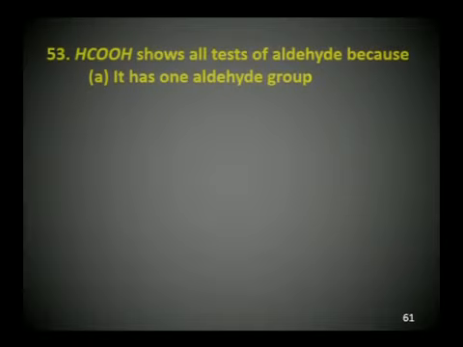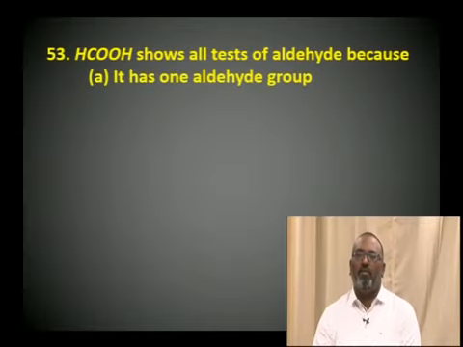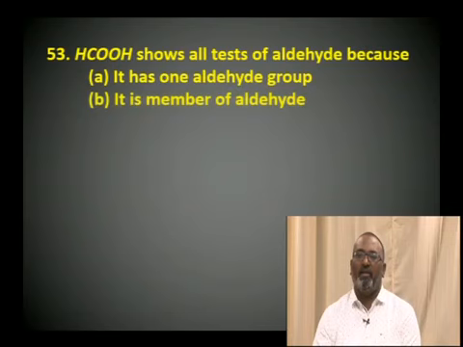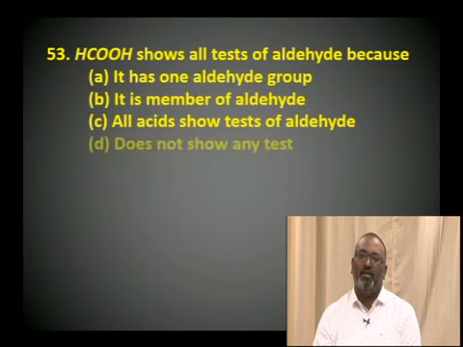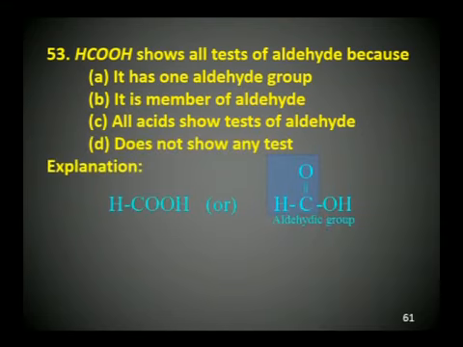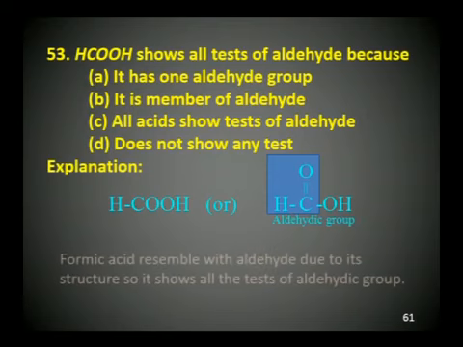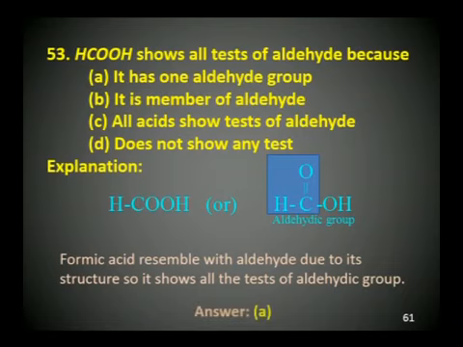Question number 53. Formic acid shows all the tests of the aldehyde group because it has one aldehyde group, it is a member of aldehyde, all acids show tests of aldehyde, or does not show any test. As in the previous question, since it has an aldehyde group in its formula, this will show the tests of all the aldehyde groups. So that is why the answer is A.